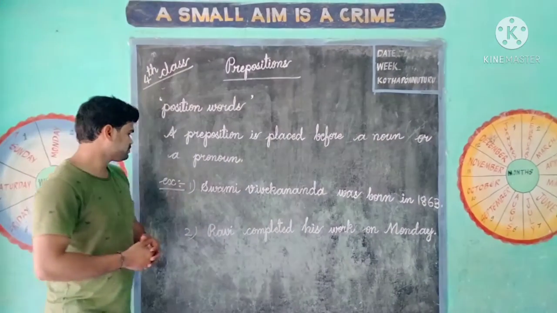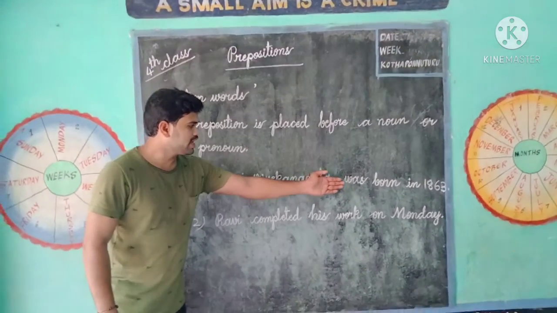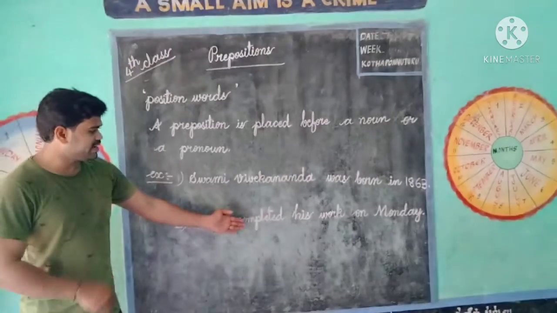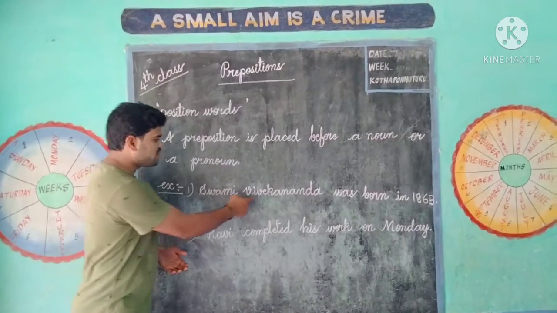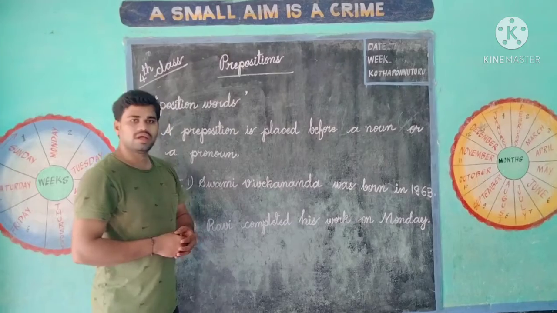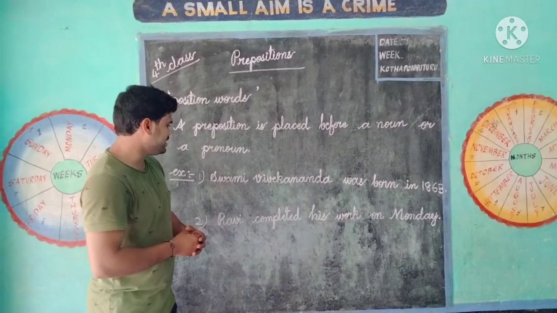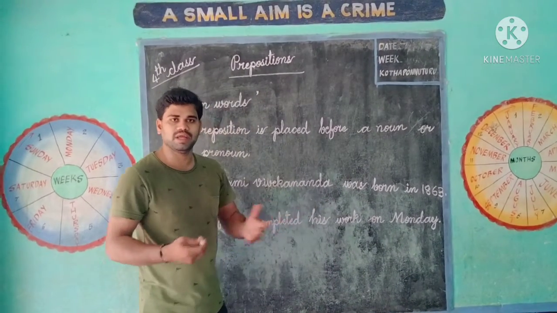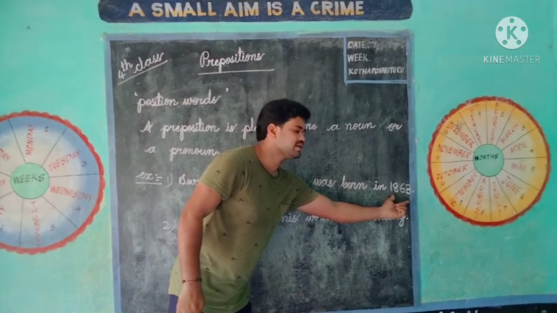For example, Swami Vivekananda was born in 1863. Ravi completed his work on Monday. See the first sentence: Swami Vivekananda was born in 1863. In this sentence, the first phrase is Swami Vivekananda was born. Yes, this phrase has meaning. It's a meaningful phrase. And the last one is the year 1863.